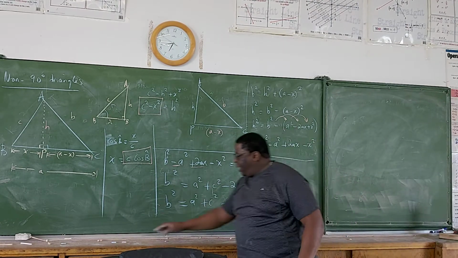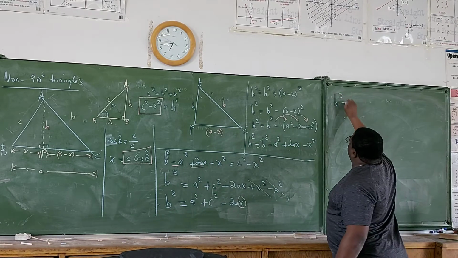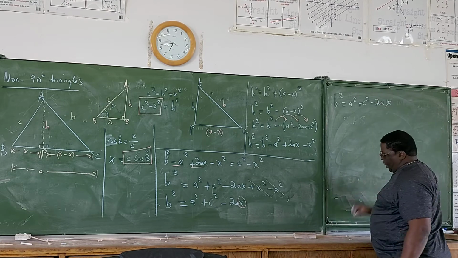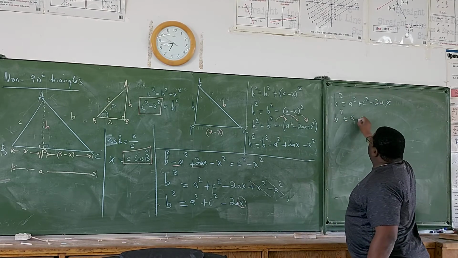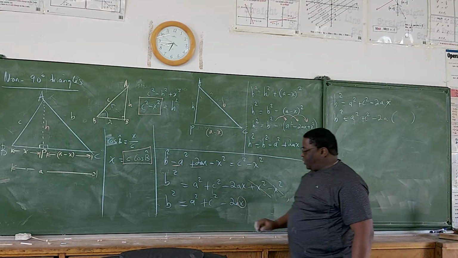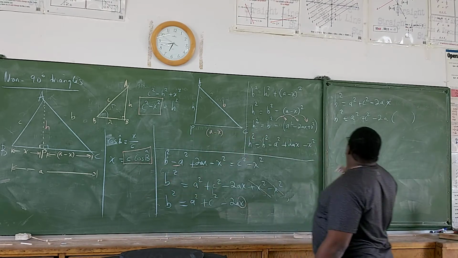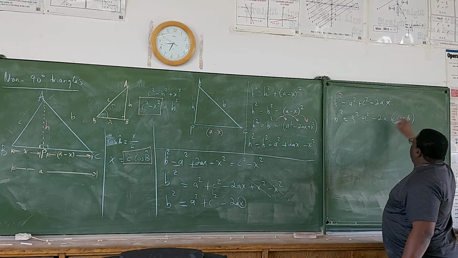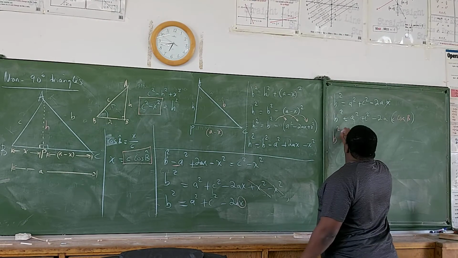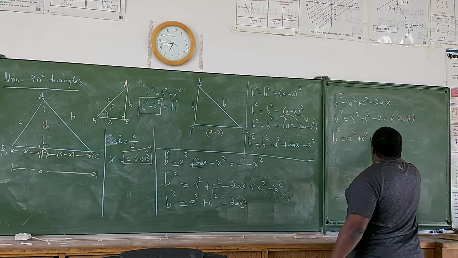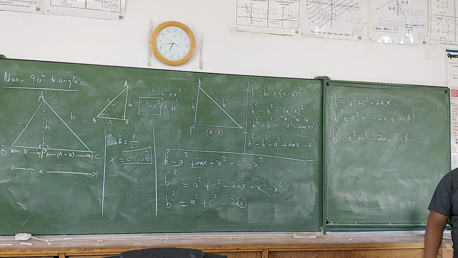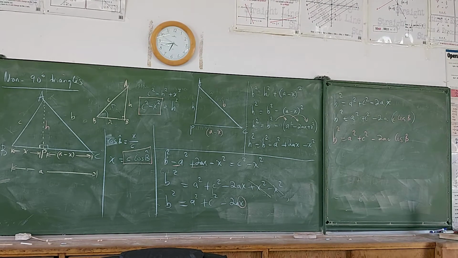So what do I have? I have b squared equals a squared plus c squared minus 2ax. But now, what is x, I mean? C cos b. This is giving me a complete formula. b squared equals a squared plus c squared minus 2ac times the cosine of b. This is the cosine rule.